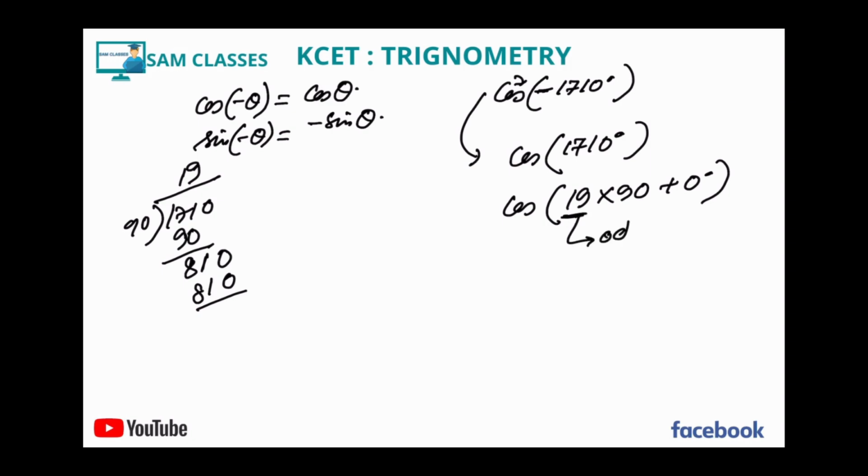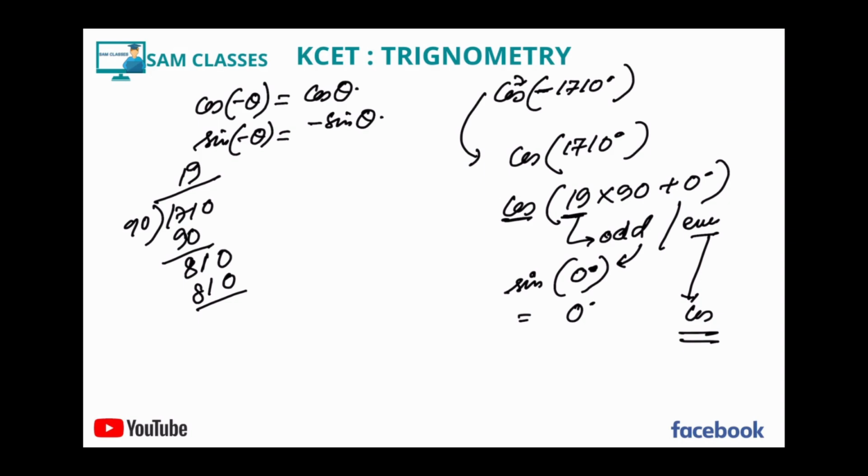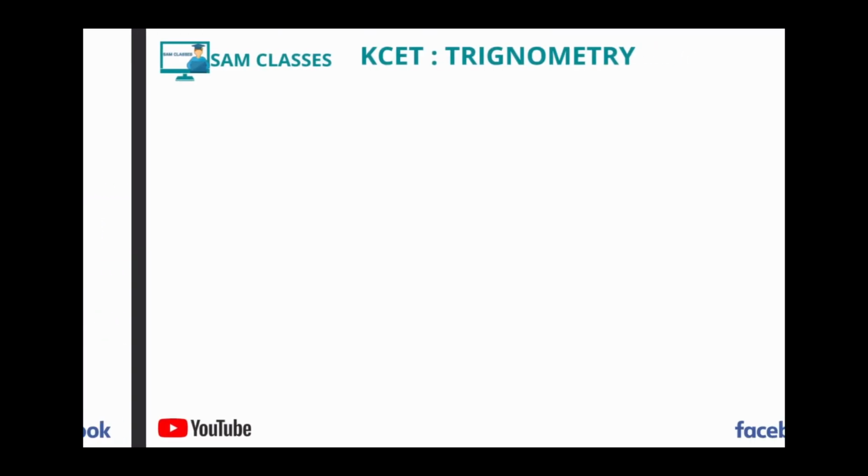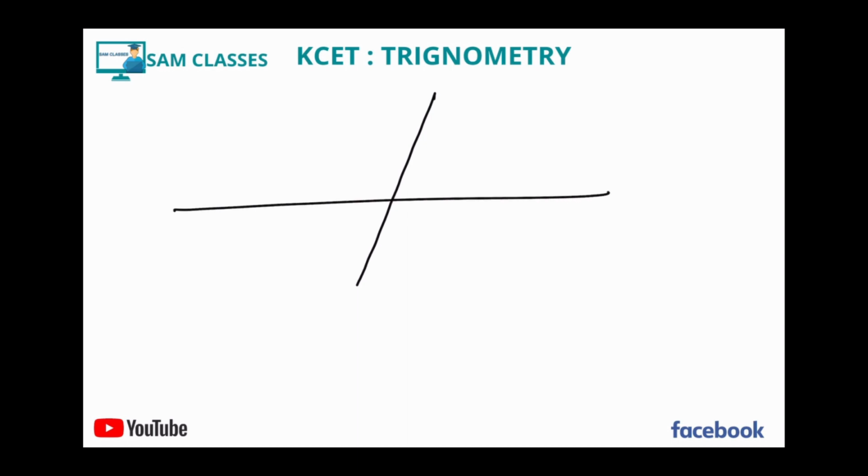Correct. Now what we'll see is the multiplier of 90. If this is odd, then we change cos to its complementary function, and we'll write 0 degree. And if it is even, we keep the cos as it is. So if it is an odd multiple of 90, we change it to its complementary function: sine changes to cos, tan to cot, and sec to cosec. And if it is even, we keep it like that only. So it will be sine 0 degree, that is equal to 0. Clear? Pretty simple, you can do it like that.